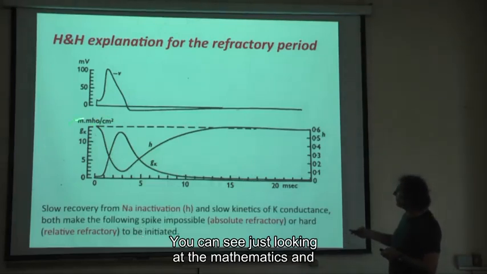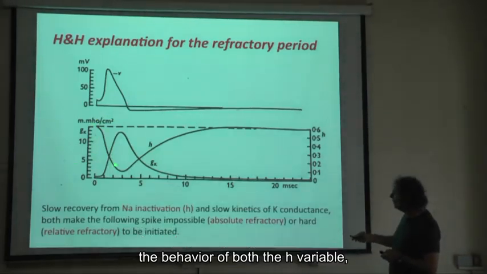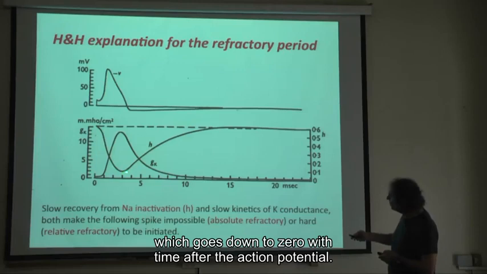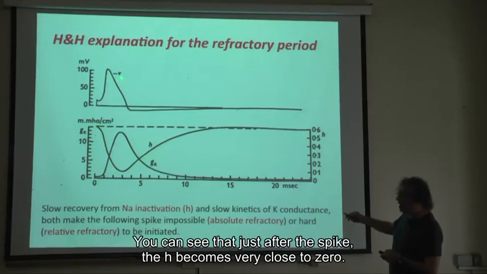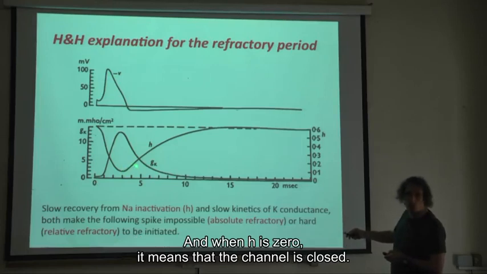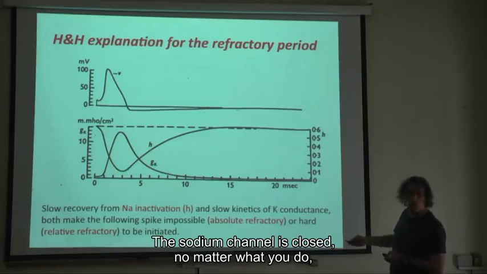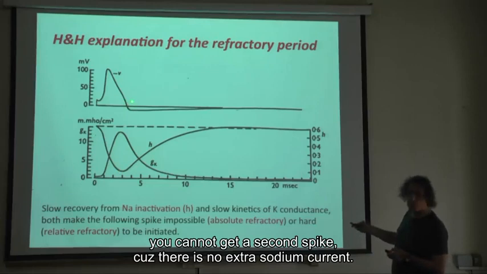You can see, just looking at the mathematics and the behavior of the H variable, which goes down to 0 with time after the action potential. So here is the action potential. Here is the H variable, the inactivation variable. You can see that just after the spike, the H becomes very close to 0. And when H is 0, it means that the channel is closed. The sodium channel is closed. No matter what you do, you cannot get a second spike, because there is no extra sodium current.